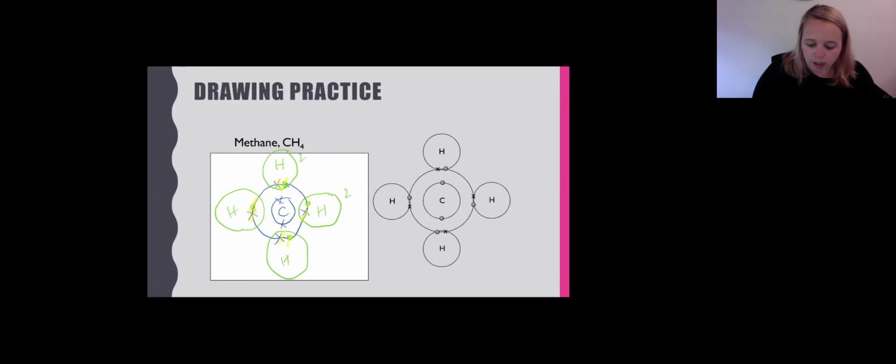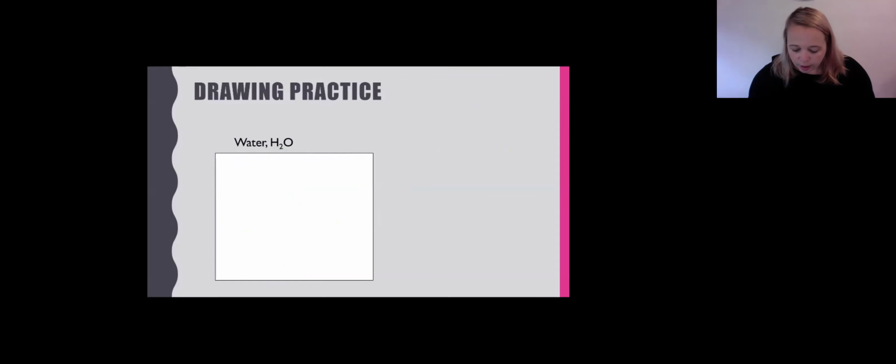Now, if you were to do that as an electron dot diagram, you would end up with something that looks a bit like this. So there's another way of drawing it too. The last one we're going to do is water. So my advice is always leave your hydrogens to last. Okay, so have a pause, have a try, and then come back.